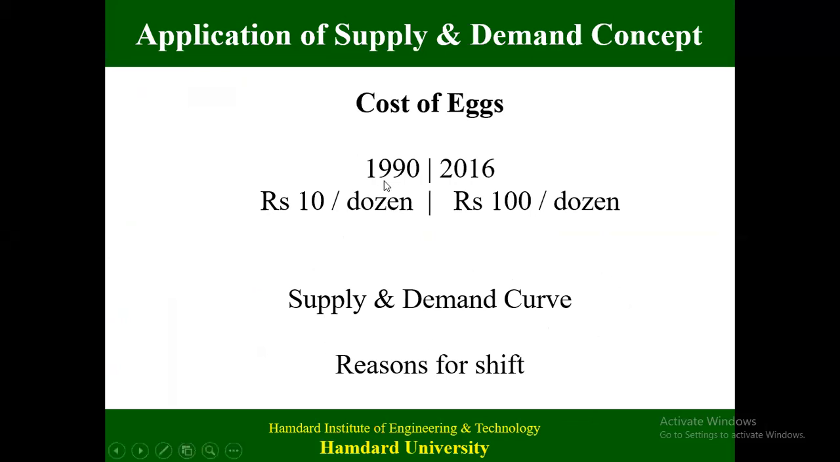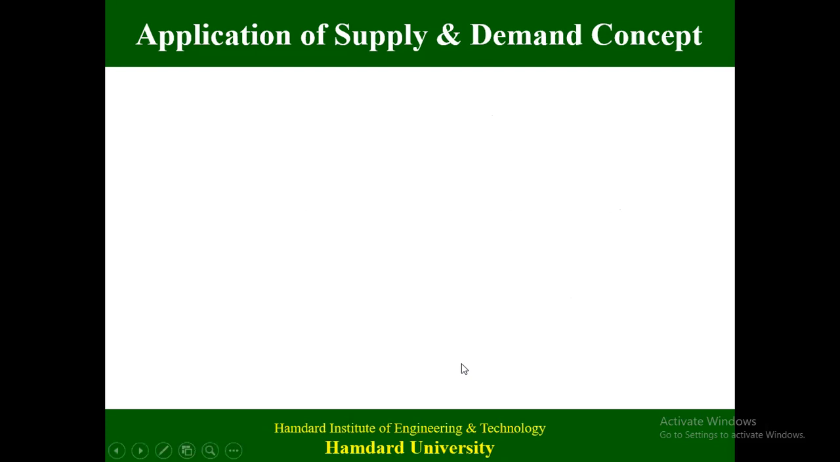The cost of egg in 1990, which we bought in dozens, was 10 rupees. But the cost of the same dozen eggs is now 100 rupees. With this change over 26 years from 10 towards 100, the dozen value would also shift. So the supply and demand curve would also be observed, and the consequences and reasons of shifting will also be discussed.